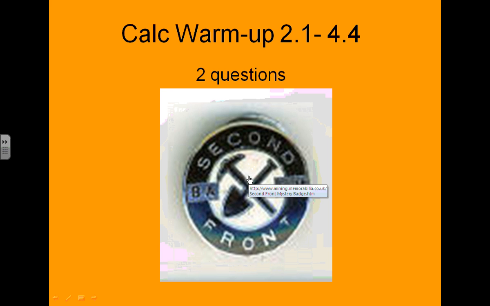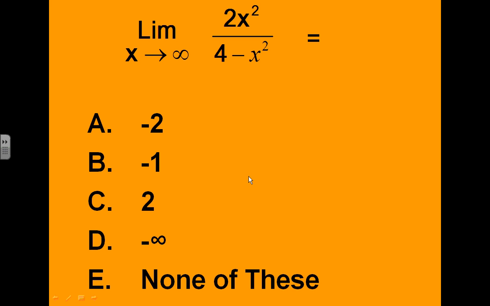All right, your Christmas final is coming up in less than a month, so it's time to get after that. First one: limit as x approaches infinity of 2x squared divided by 4 minus x squared. I'll give you 30 seconds or so to give this a shot. Try your best. You got to start remembering these things. Keep it quiet and give it a shot.